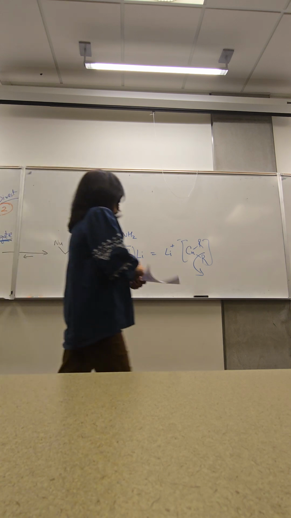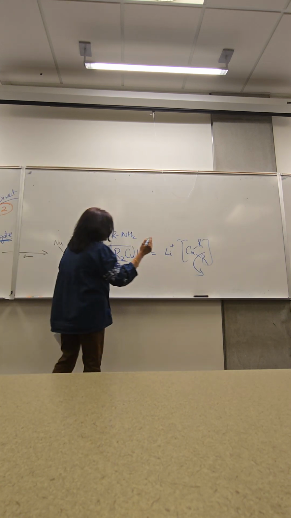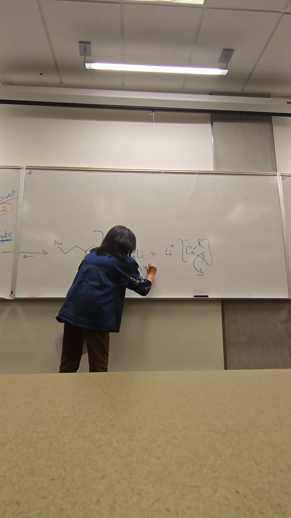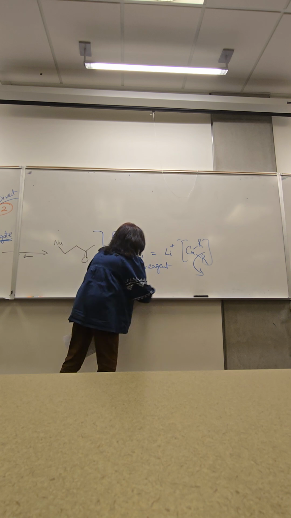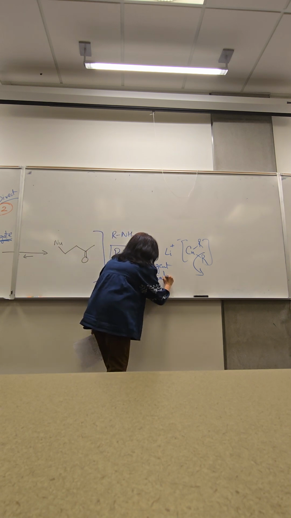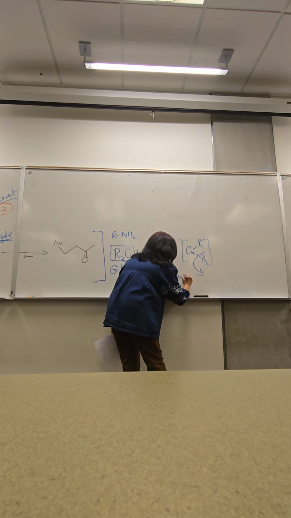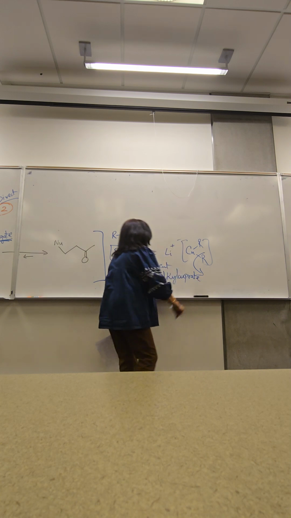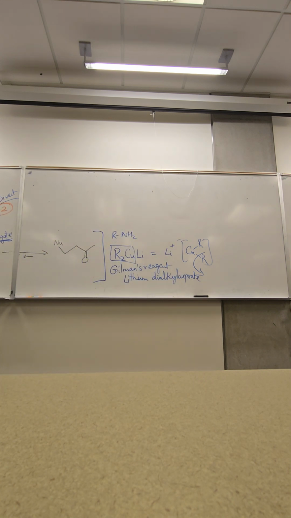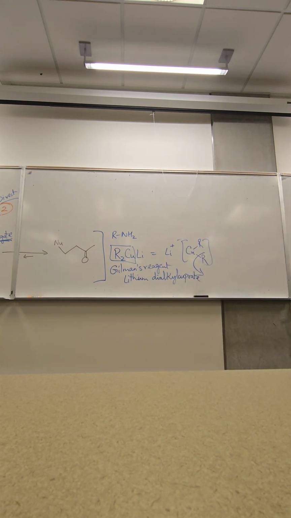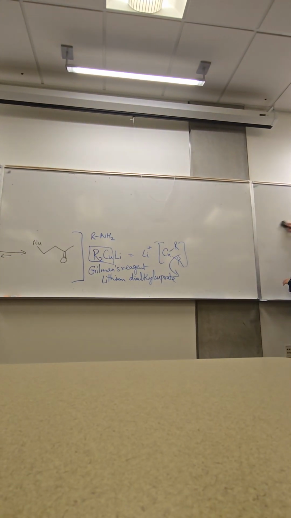Cuprate. Okay, so of course, it's called Gilman's reagent, and its name is lithium dialkyl cuprate. Did we talk about how to make dialkyl cuprate? We made it from an alkyl halide. Very good. And then?